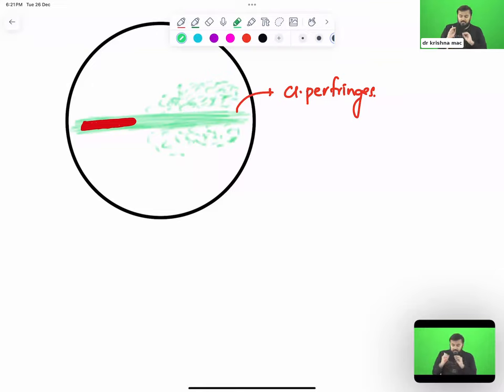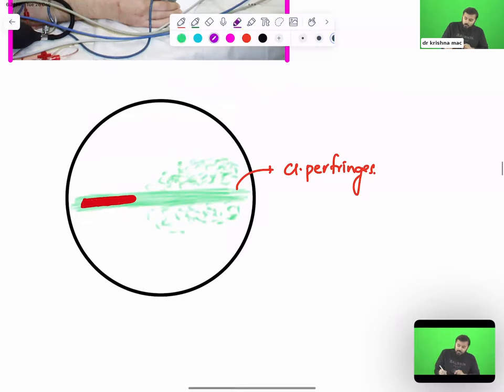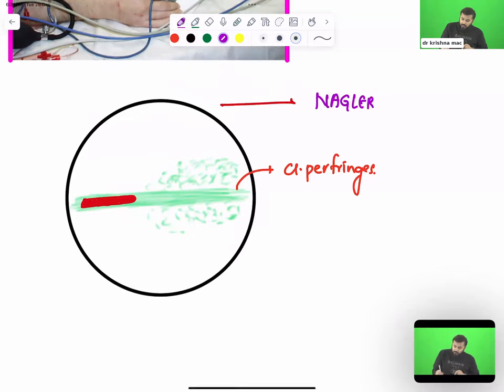If this is happening, this test is called what test? What is the name of this test, guys? Tell me. This particular test over here is called Nagler's reaction. This is called Nagler's test. Is everyone clear? All of you understood this? If you understood this, I will show you the real picture.